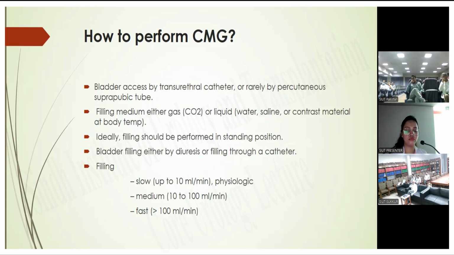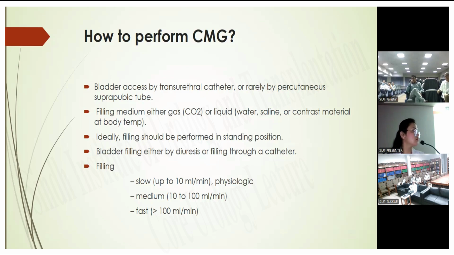And rate, just physiologically, as we all know, the urine output is not like 100 ml per minute or so. The slow filling rate should be 10 ml per minute, physiologic. Medium is 10 to 100. So here we perform in adults at 20 ml per minute. Sir can bear me out. Because of the number of patients and the burden we have, we perform at a fast rate.